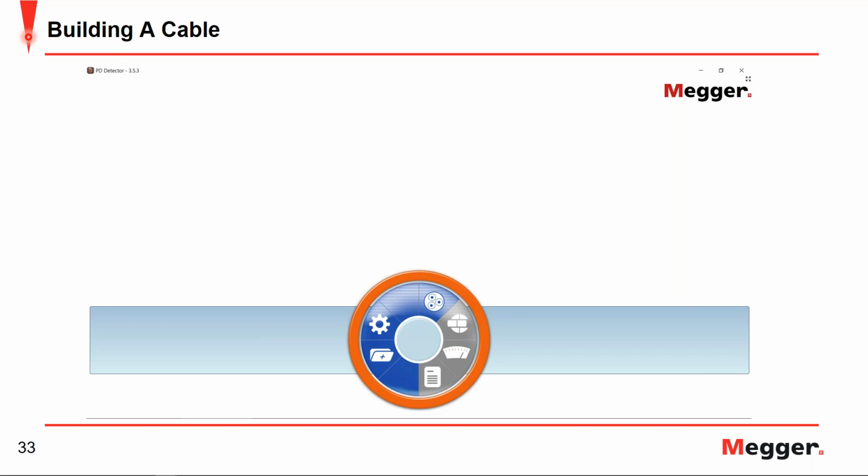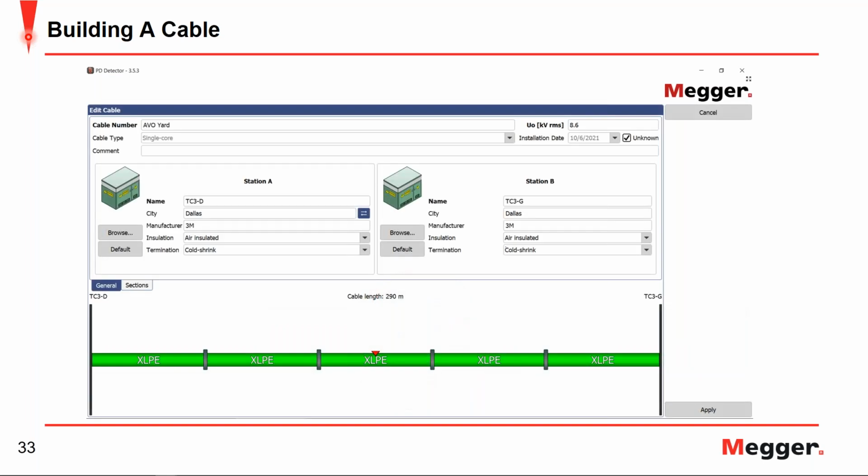So we have a schematic of the cable. Now we need to translate it into the software. So we'll go to our cable editor, and we can see at the very top that we have our header information. So you have your cable number. I just put the AVO yard, our training yard. The RMS voltage, this is very important because as you go into the test mode, it's going to use that to determine your test voltages.